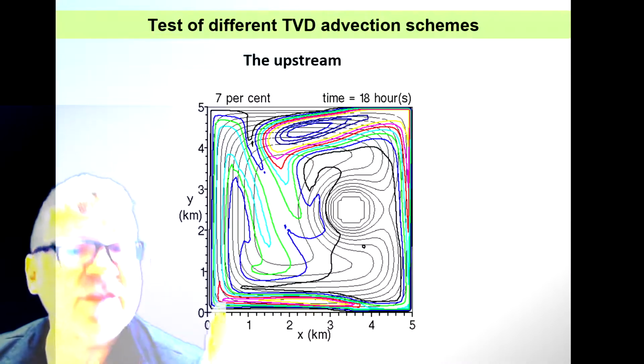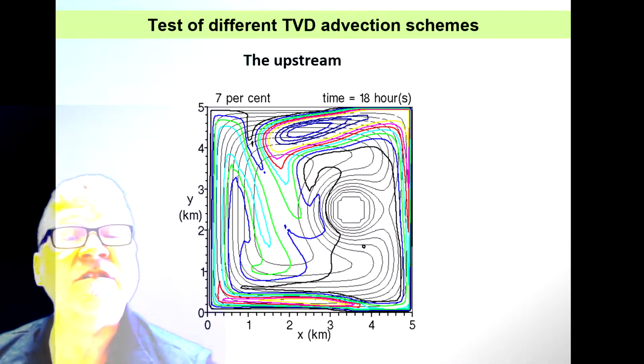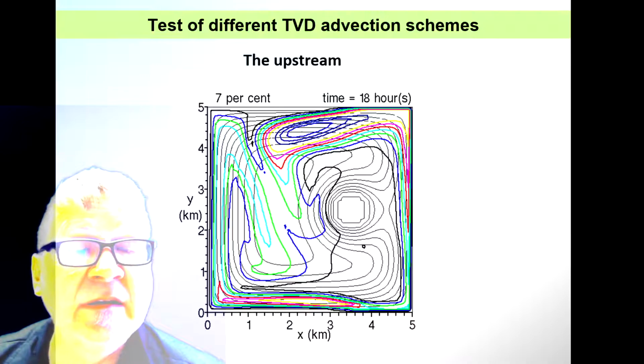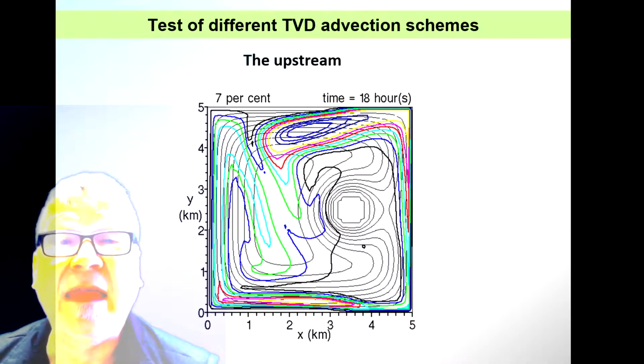So this was the first example. This is the upstream scheme without any corrections. So let's have a look at some of the TVD advection schemes that you can implement in your model.